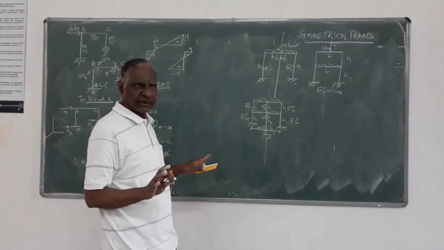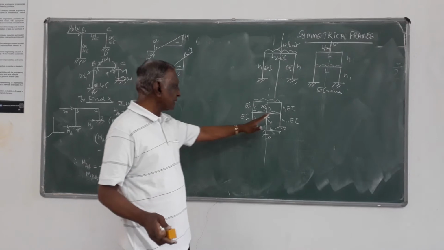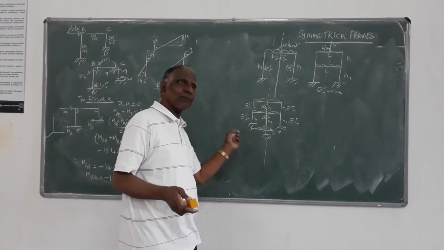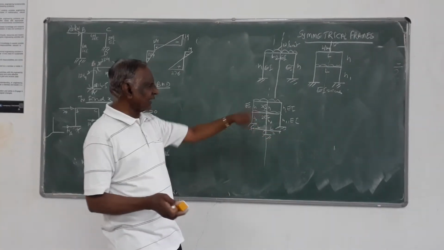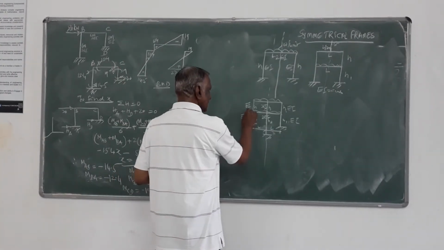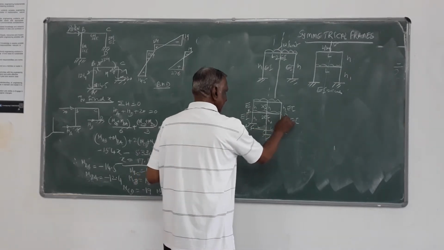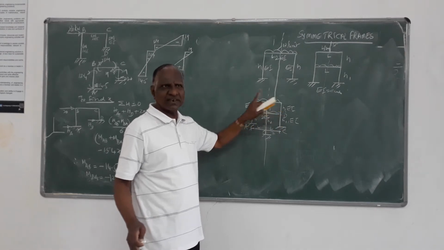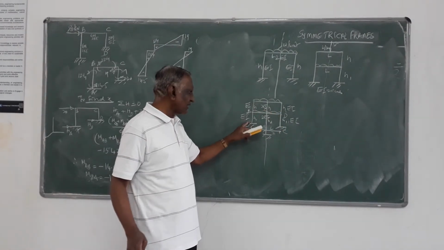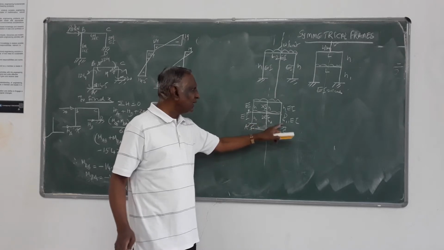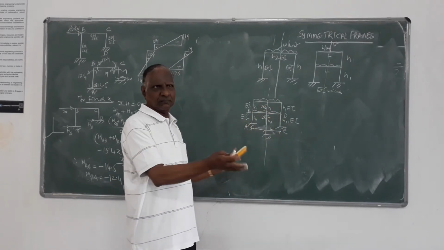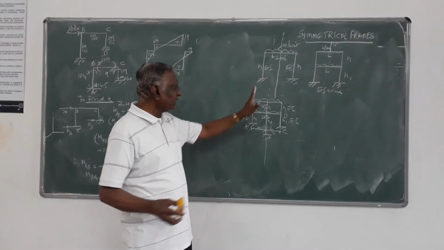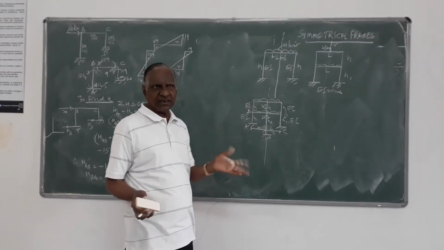They will not undergo any sway. And whatever happens on the left side of the symmetrical line, equal and opposite will happen on the right hand side. So suppose if you call this AB, this CD, moment MAB is equal to minus MCD. Here, suppose M is the moment MAB, here it is minus M. That's all. That you have to check. And analysis also can be done only by considering one half of the frame.